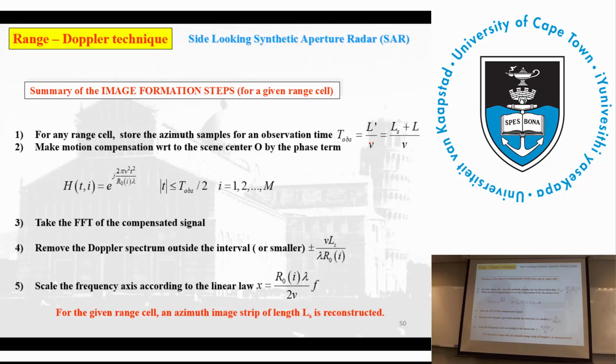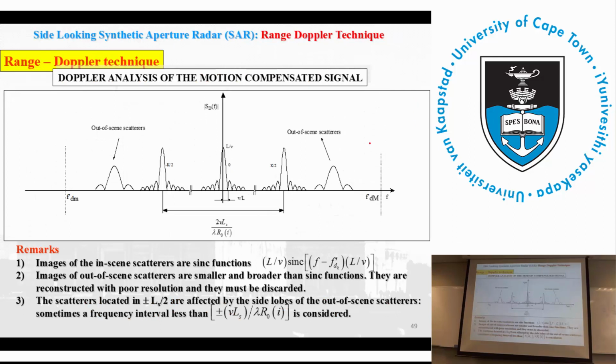And those are the low resolution bits that sit on the left and on the right. And then I scale the frequency axis according to the linear law that I've written here. So x now becomes a function of f, and this is the proportional factor that you have to use to rescale that axis. So now, if you scale in azimuth, you get a position of scatterers along the azimuth.